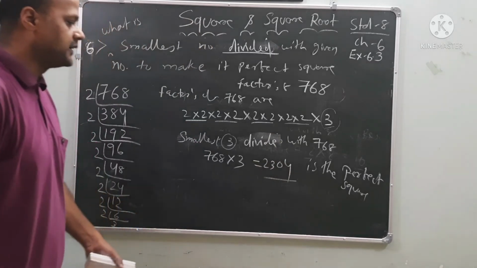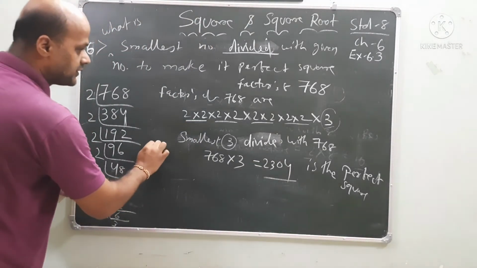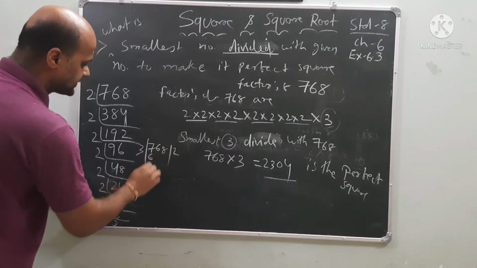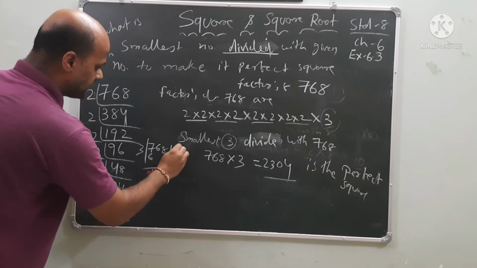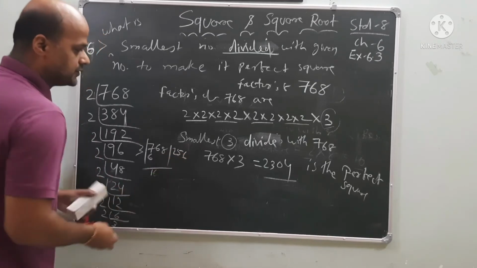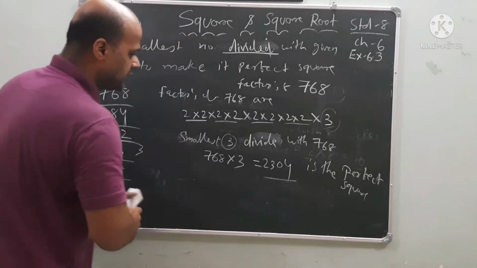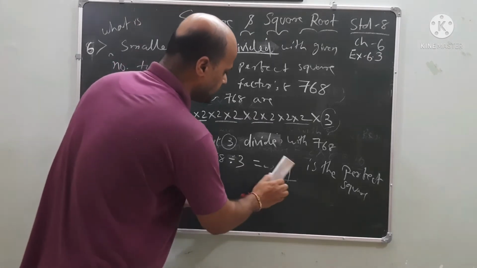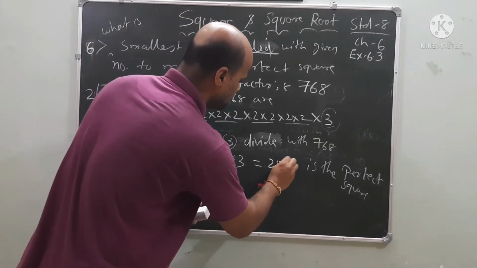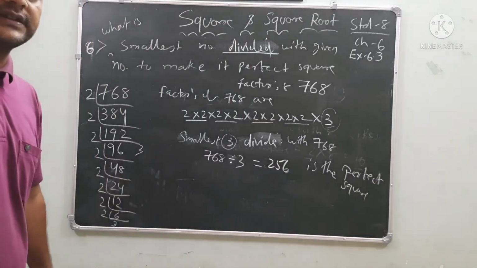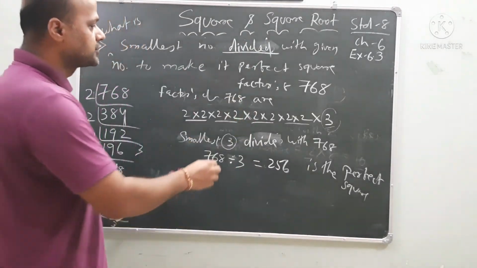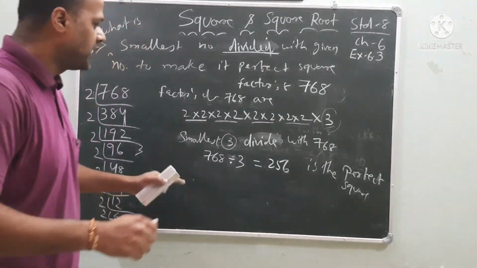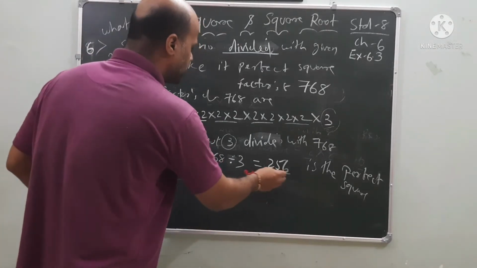Divide 768 by 3. So what is the division of 768 with 3? 3 2s are 6, 3 5s are 15, 3 6s are 18. So the number is 256. If I divide by 3, the result is coming as 256, and 256 is a perfect square because all the numbers are in pairs. That's why if you divide by 3, the result is coming 256.